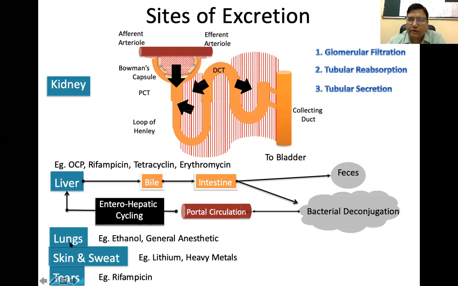Then the other sites of drug excretion: the lung, for ethanol and general anesthetics. For enterohepatic cycling, as I told yesterday, examples are oral contraceptive pills, rifampicin, tetracycline, and erythromycin. These drugs are excreted from the liver. From the lungs, ethanol and general anesthetics are excreted. In the sweat or from the skin, lithium or heavy metals are excreted. In the tear, it is rifampicin which is secreted. Then there are a number of drugs which are excreted in breast milk also. So these drugs are excreted from these sites.